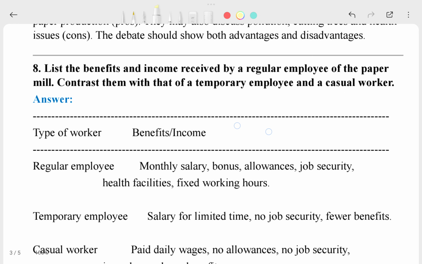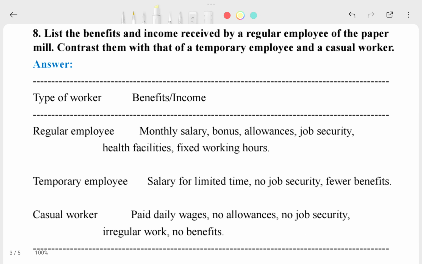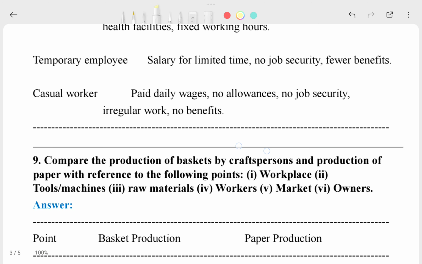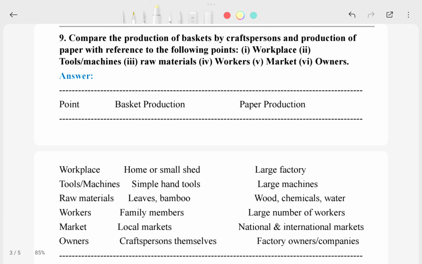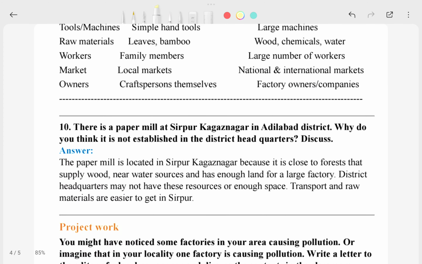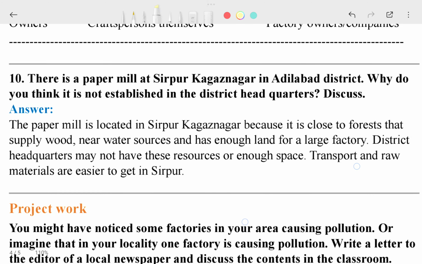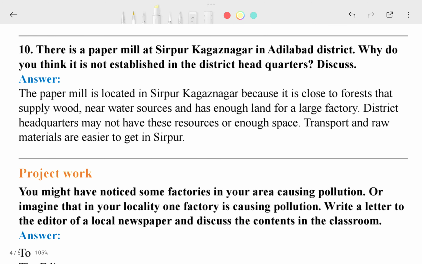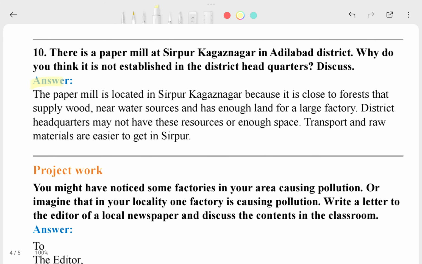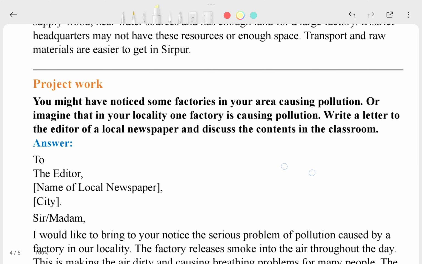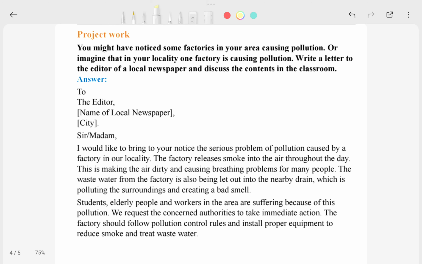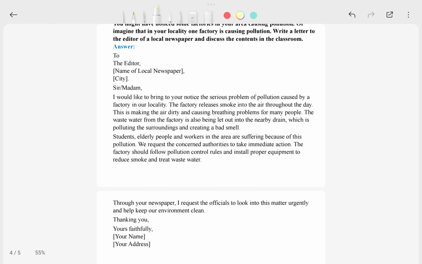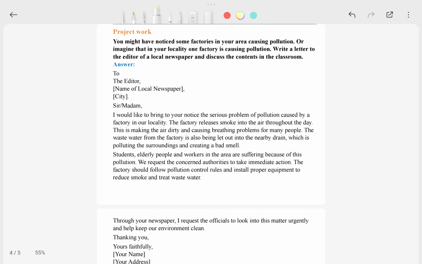Okay, and here is the eighth one. All right, and then after this is the ninth, and then after this is the tenth one. All right, and here is a project work. You have to write an editorial, like you have to write a letter to that one. I have written it here. Okay now, once look at this.